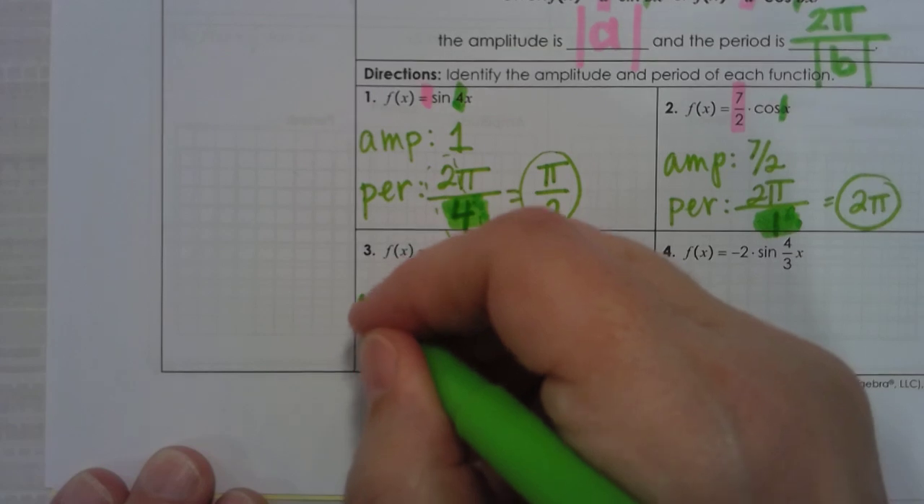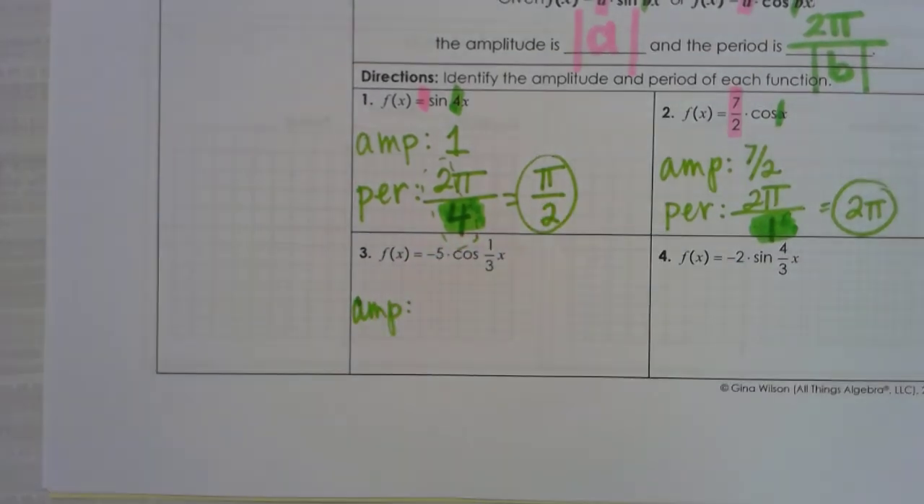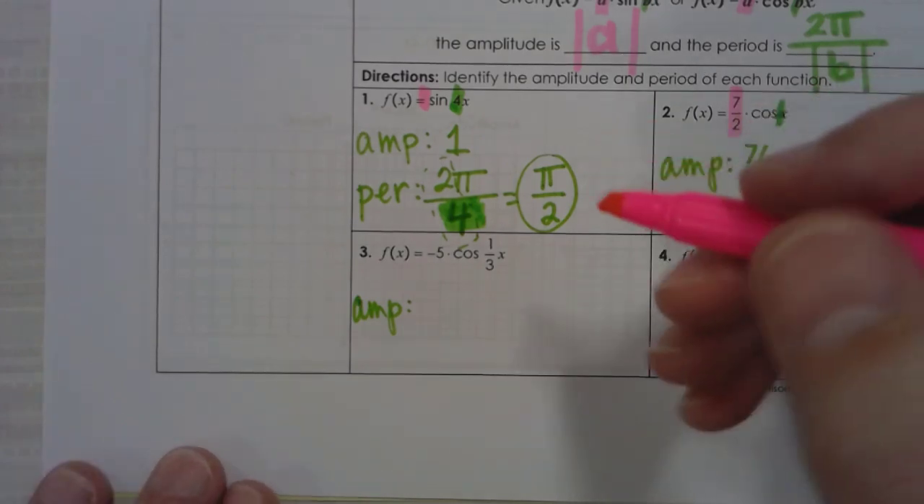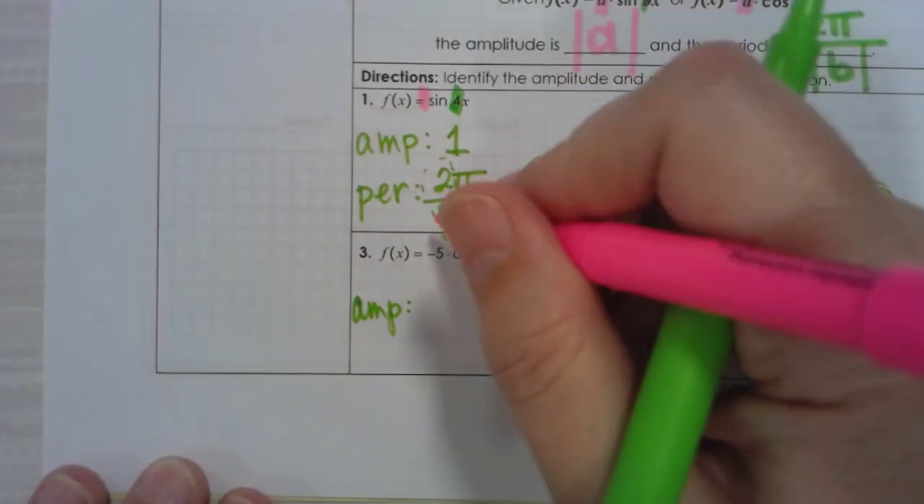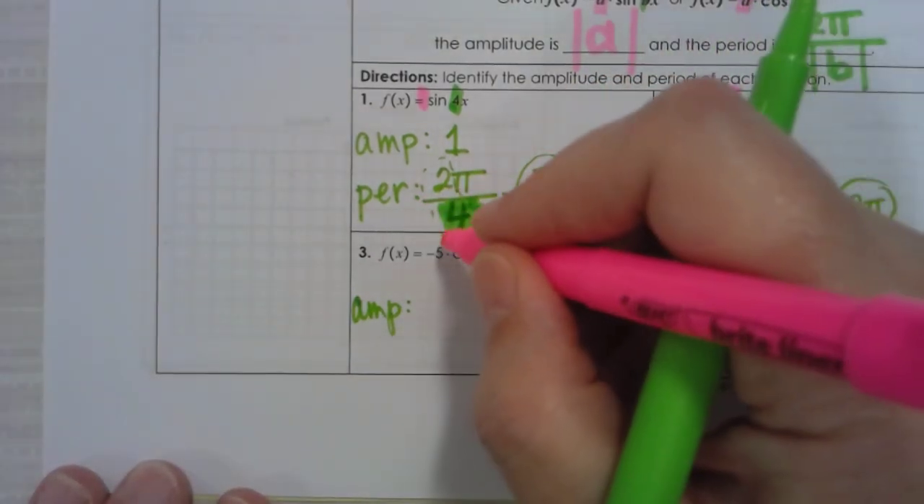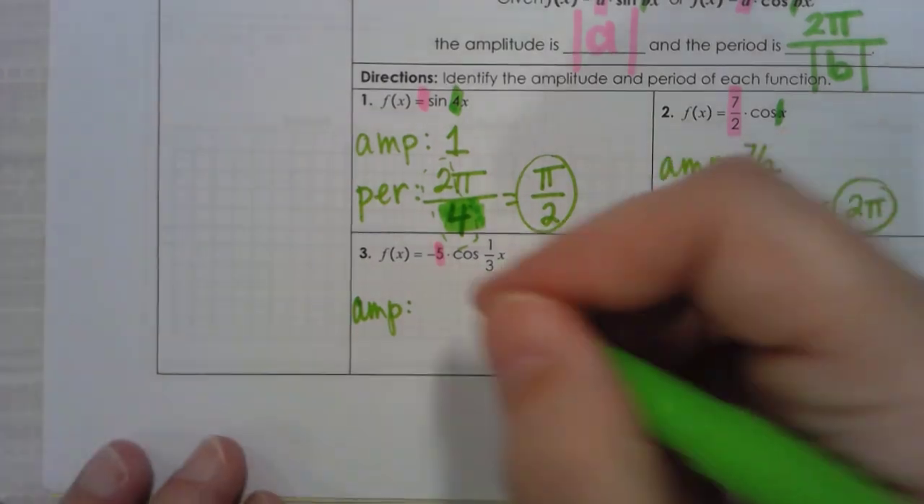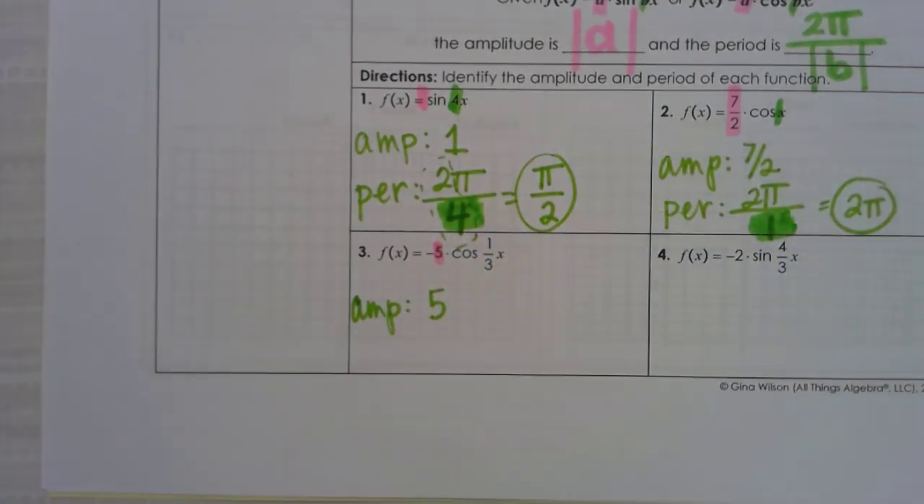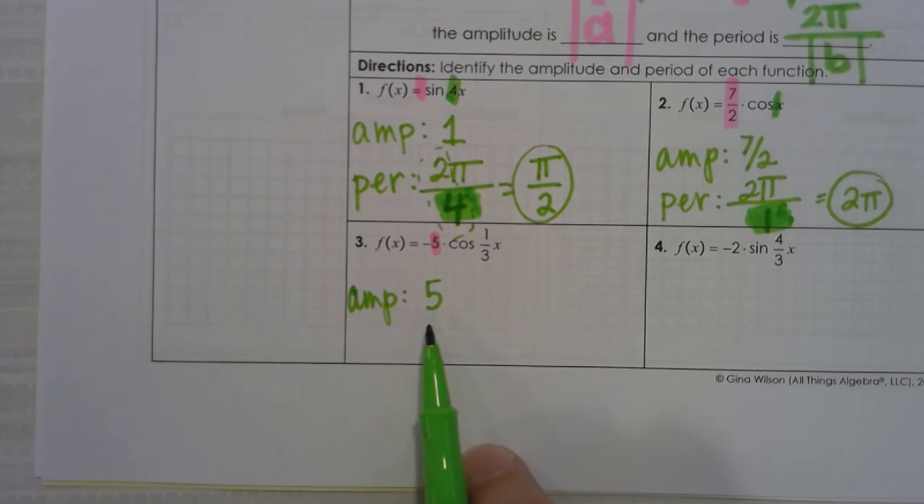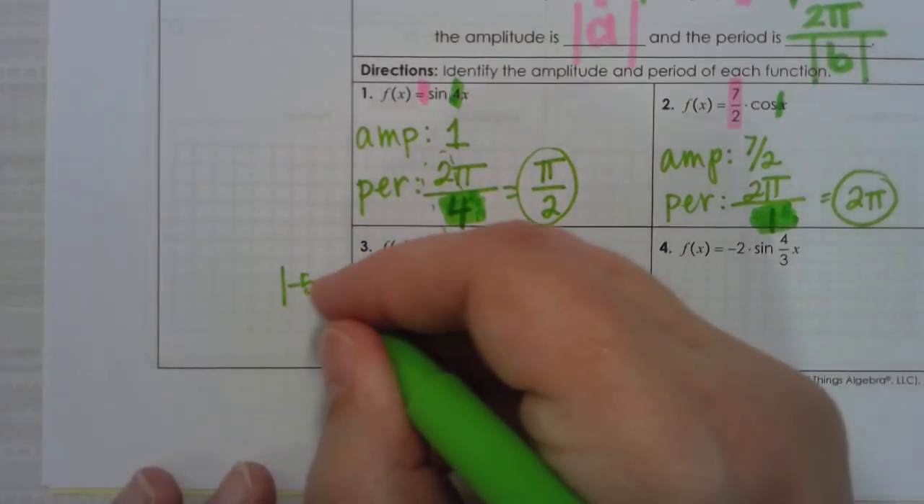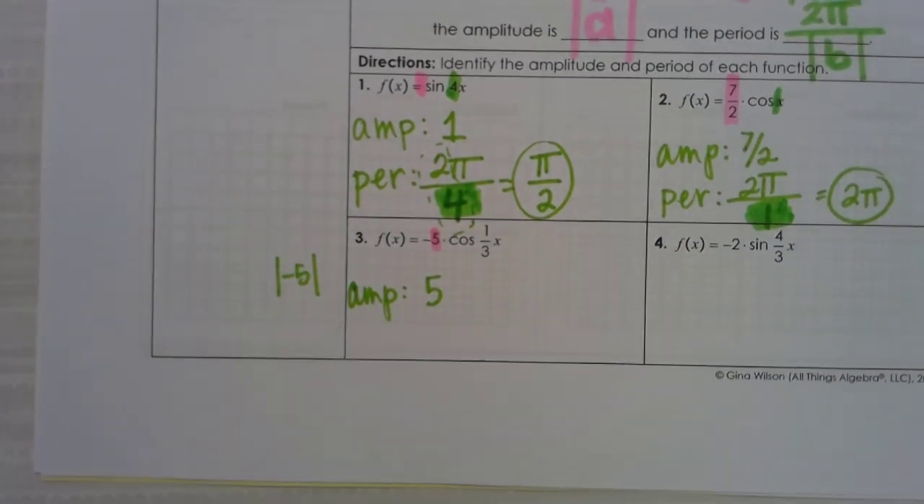Okay, so if we were to try to find our amplitude, we're looking for the number in front of our function, and the number in front here is going to be just 5. Just the 5, not the negative. The negative determines which way our graph's going to be drawn. So this is always going to be the absolute value of negative 5, which gives us positive 5.